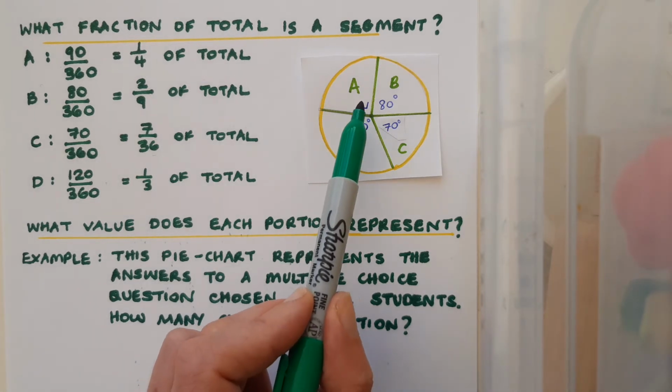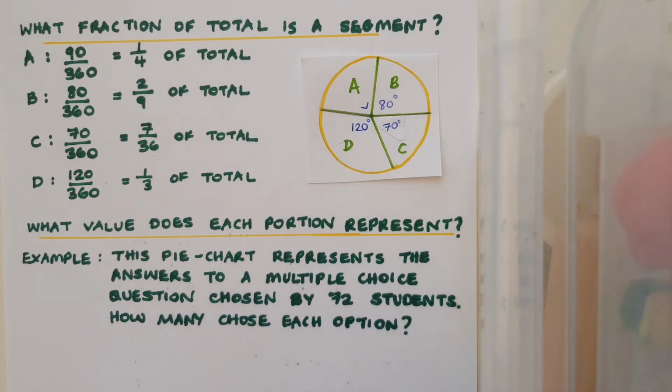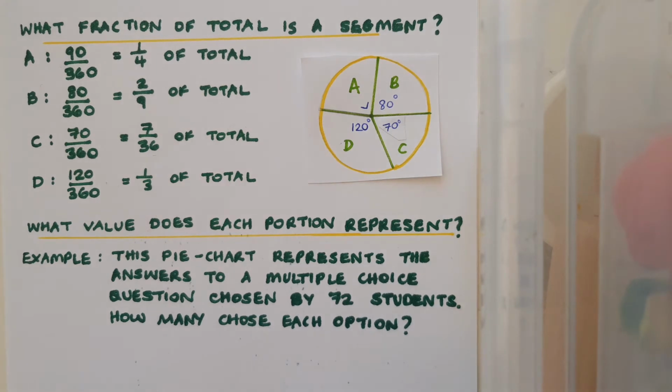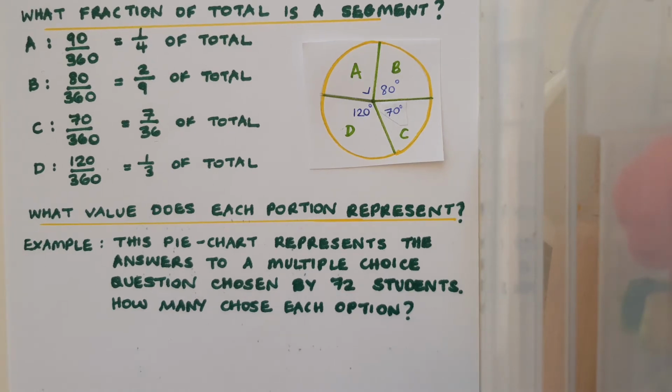Now, I know what the angle is for each of these regions, but the angle doesn't tell me how many people. So for example, 80 degrees doesn't mean that 80 students chose B. But I want to use that number to help me work out how many students were involved in that particular choice. And this kind of follows on from the last section of the video, working out what fraction of the total is represented by each segment.